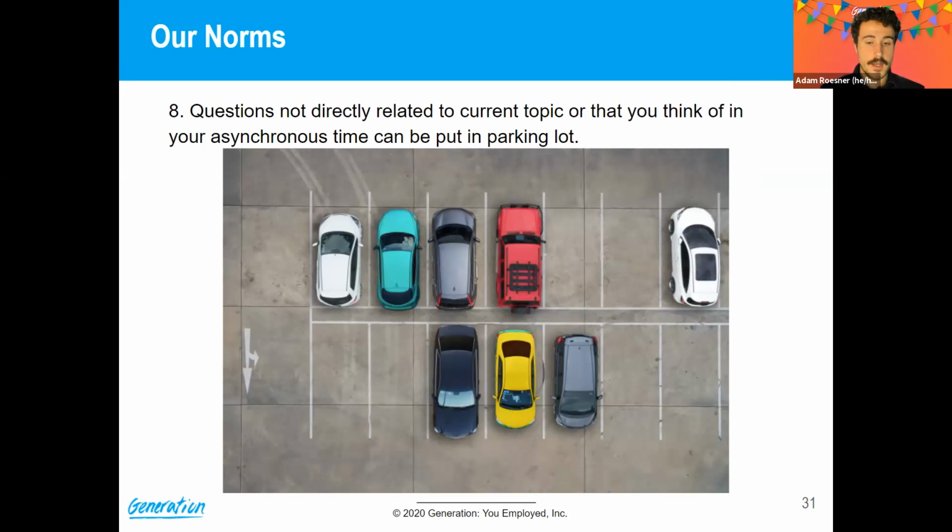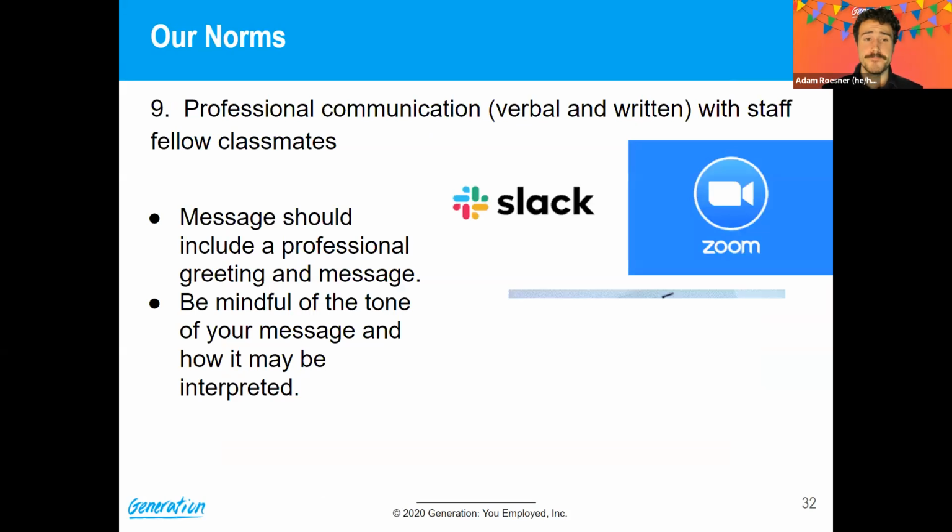Okay. Questions not directly related to the current topic or that you think of in your asynchronous time can be put in the parking lot. Parking lot is just a Google document that we will share with you every week where you can just park your questions, and we will check it every day and try to answer those questions for you.